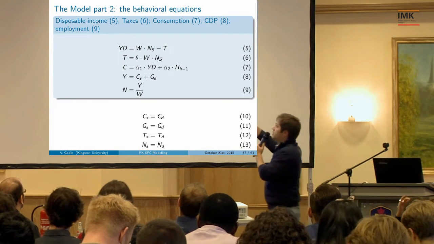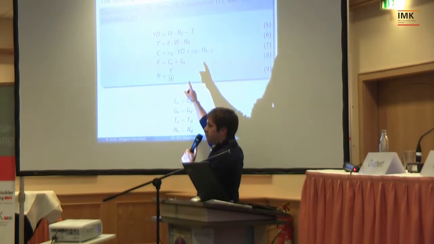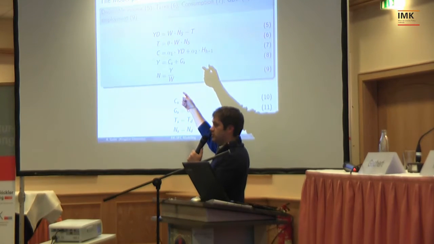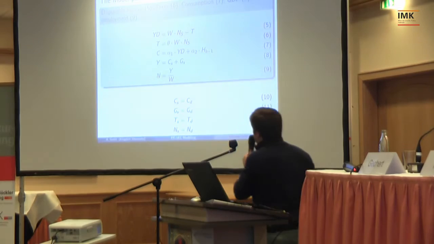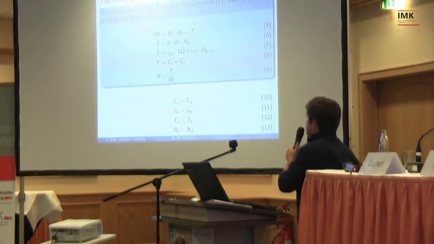Bear in mind that this is not how you finance consumption. This is a propensity to consume. How you finance consumption is a different story. Then you have GDP being composed of consumption and government expenditure. And finally, employment is being determined by the nominal wage. So that's the behavioral part. That's the post-Keynesian, if you want, part of the model.